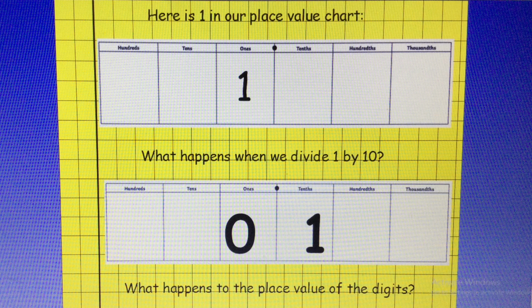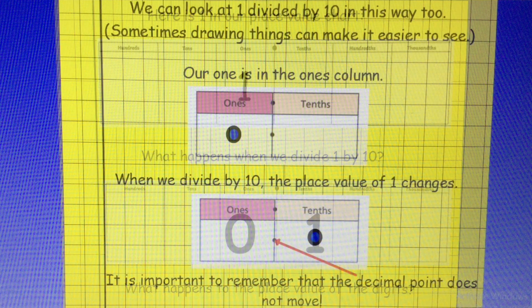It's really, really important, guys, when you are dividing a one-digit number by 10, that the decimal point does not move. The decimal point stays fixed. Okay? It is the place value of the digits that change, not the decimal point moving.